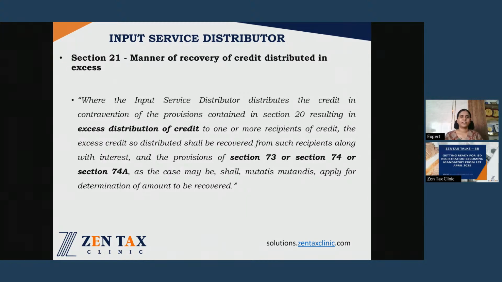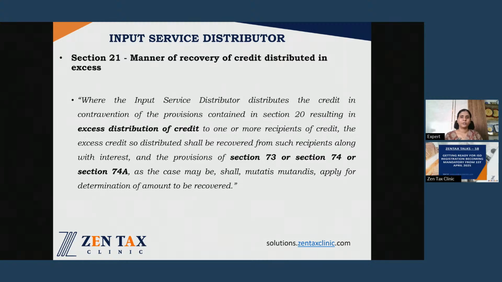Section 21. Manner of recovery of credit distributed in excess. If any input service distributor has distributed the credit in excess, that is, in contravention of the provisions contained in Section 20, which results in excess distribution of credit to its recipient, then such excess distributed credit can be recovered from such recipients along with interest, and the provisions of Section 73, 74 or 74A, as the case may be, will be applicable for such recovery.